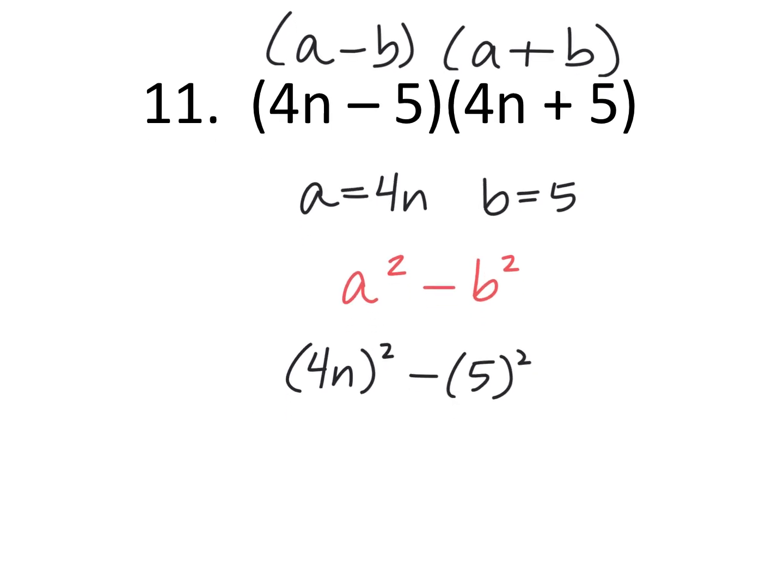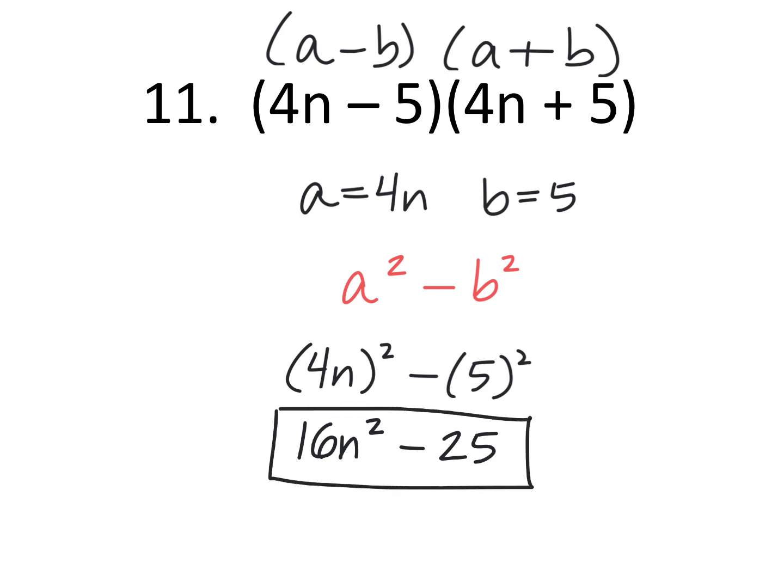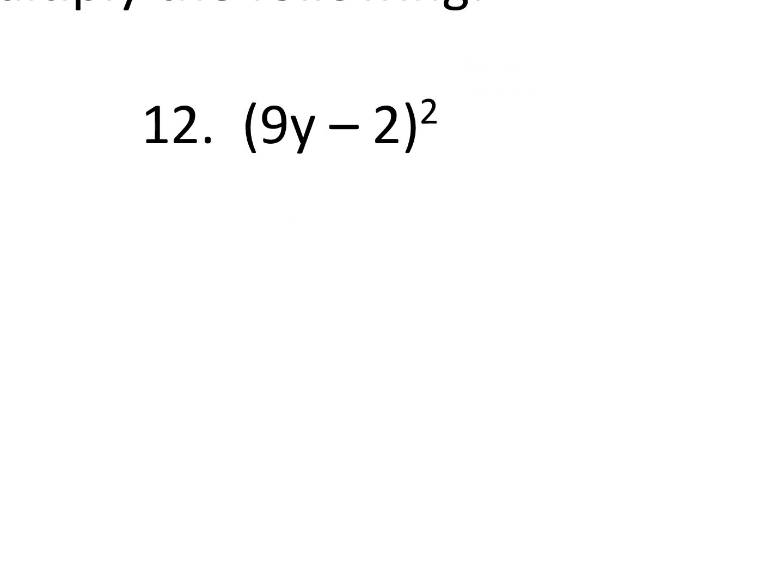Okay, well that's 4n squared for a squared minus 5 squared, a difference of squares. 4n squared is, 4 squared is 16. So 16n squared minus, what's 5 squared? 25. You get the same thing if you FOIL it out, but I know that it's going to cancel out every time in the middle, plus 20n, minus 20n, then you can take the shortcut.